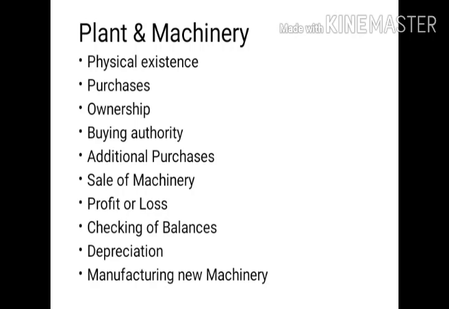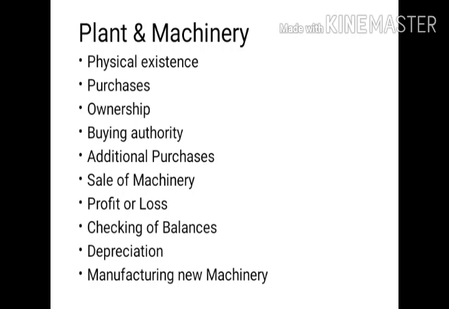Secondly, purchases. The auditor can also check the vouchers to know the purchase of plant and machinery. It is helpful to check the nature of machinery, date of purchases, its amount, and also its entries in the books of account. Then ownership. The auditor has to check the ownership of the machinery by checking the vouchers or invoices with related documents.